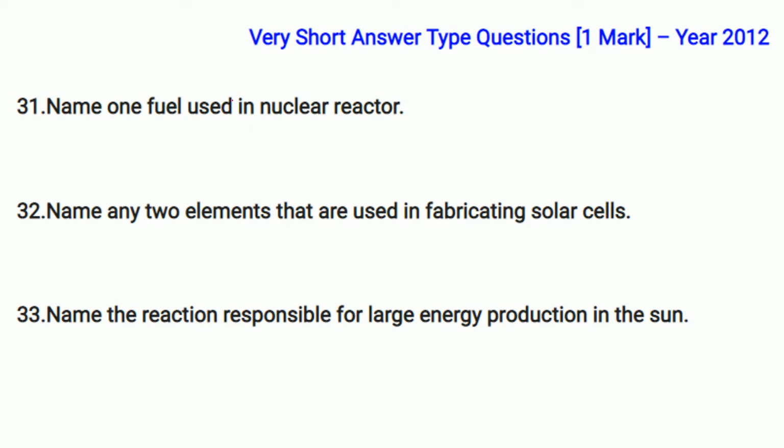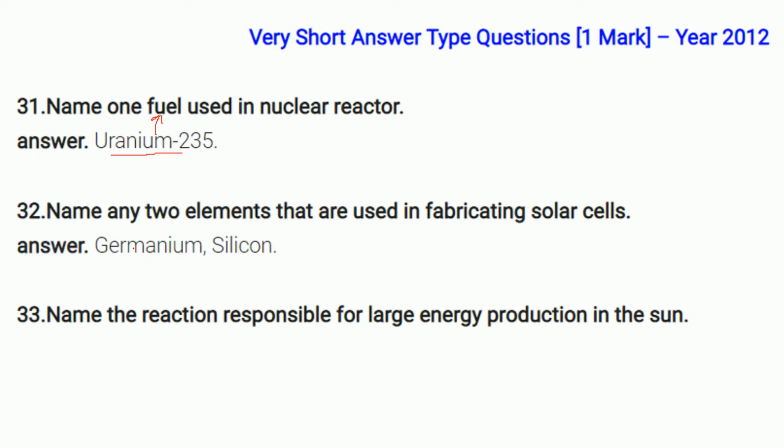Name one fuel used in a nuclear reactor. Uranium-235, this is one of the fuels. Thorium, plutonium, all these are used. Name any two elements that are used in fabricating solar cells. Germanium, silicon, these are two elements that are used in fabricating solar cells. Name the reaction responsible for large energy production in the sun. This is nuclear fusion.